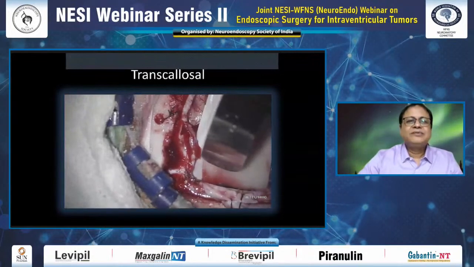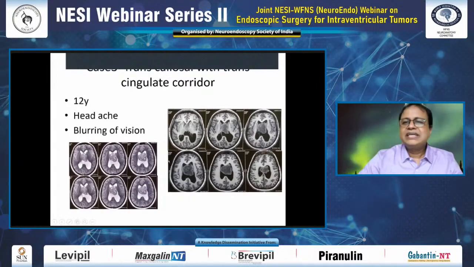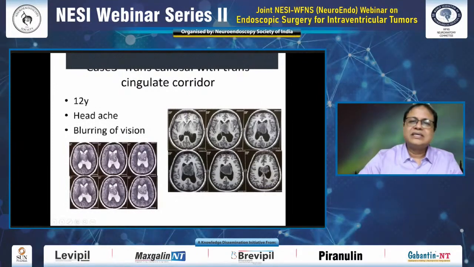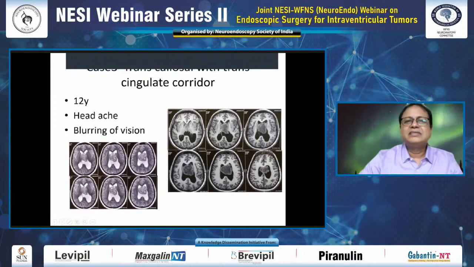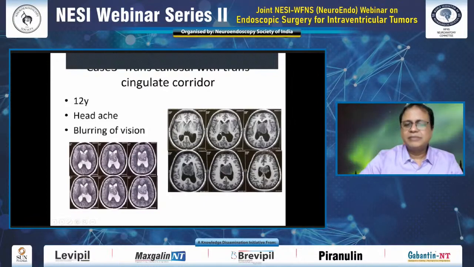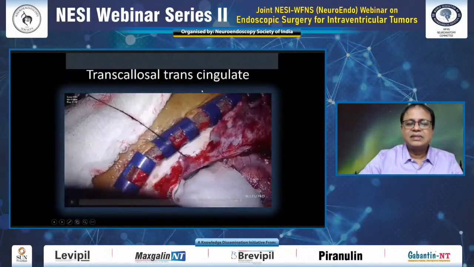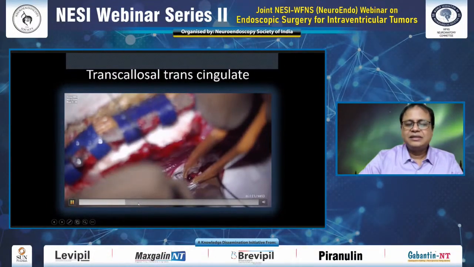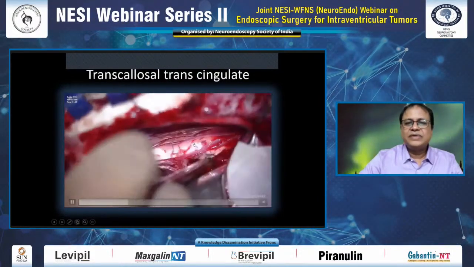Now, this is case 3, a 12-year-old with headache and blurring of vision, and it's a large tumor. But here there's no clear-cut cleavage between the tumor and the lateral wall of the ventricle. And though the septum is pushed to the opposite side, the tumor was adherent. So here we did a transcallosal, but we had to enlarge the corridor by working on either side of the ACA. Normally in transcallosal you go between the ACAs, but here we worked on either side of the ACA.